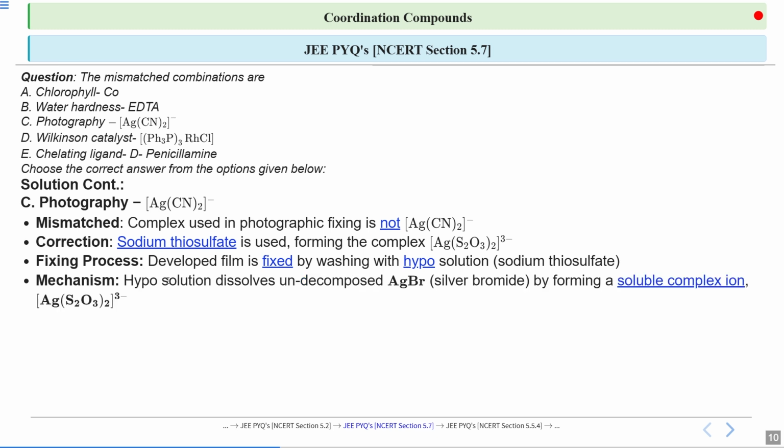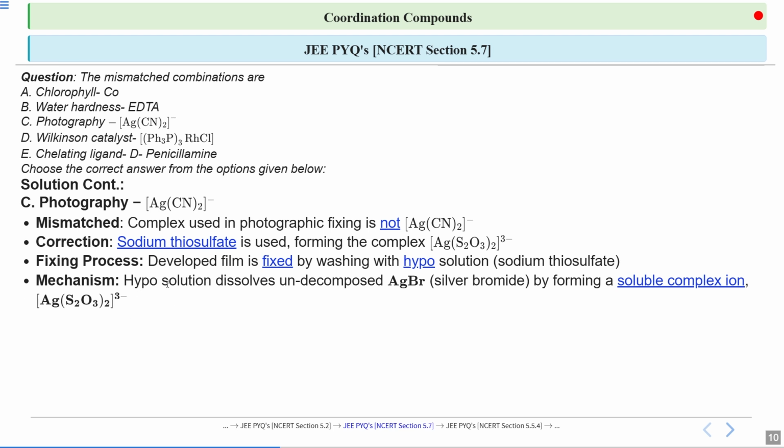The mechanism: this hypo solution dissolves undecomposed silver bromide by forming a soluble complex ion, that is Ag(S2O3)2 3-. So when you wash the developed film after fixing with the hypo solution, this hypo solution dissolves the undecomposed silver bromide by forming a soluble complex ion, which is Ag(S2O3)2 3-.